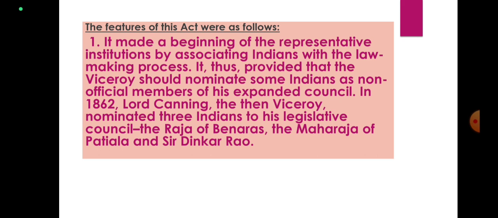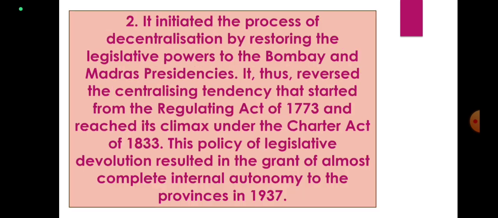It made the beginning of representative institutions by associating Indians with the lawmaking process. Very important: in the lawmaking process it made the beginning of representative institutions and associated Indians. It thus provided that the Viceroy should nominate some Indians as non-official members of his expanded council. In 1862, Lord Canning, the then Viceroy, nominated three Indians to his legislative council. They were the Raja of Benares, the Maharaja of Patiala and Sir Dinkar Rao.